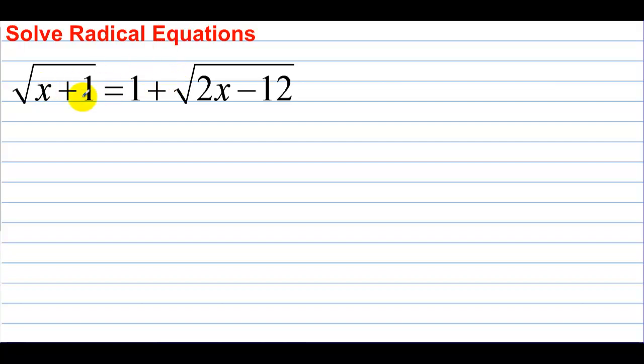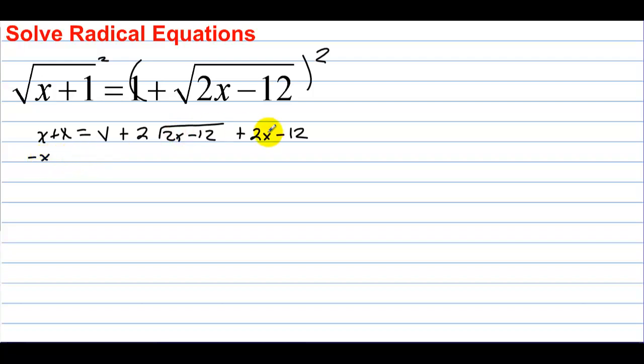Solve radical equations. Let's solve this radical equation. I think we should start this one by squaring both sides. On the left side, we just get x plus 1. That's equal to 1 plus 2 times the square root of 2x minus 12, and then we have plus 2x minus 12. So let's subtract 1 from both sides, and then we can minus 2x from both sides. That's minus x. And then I'll add 12 to this side. I'm trying to get this radical by itself. And that's equal to 2 times the square root of 2x minus 12.